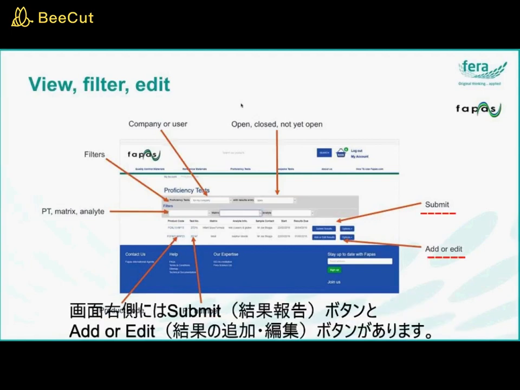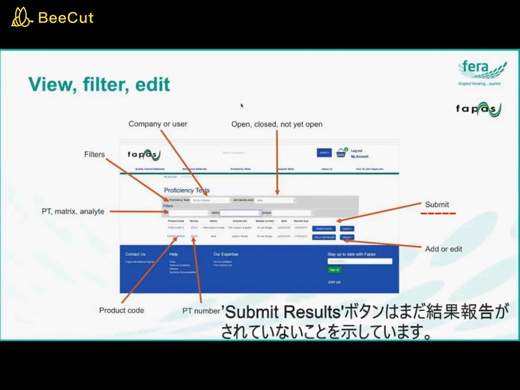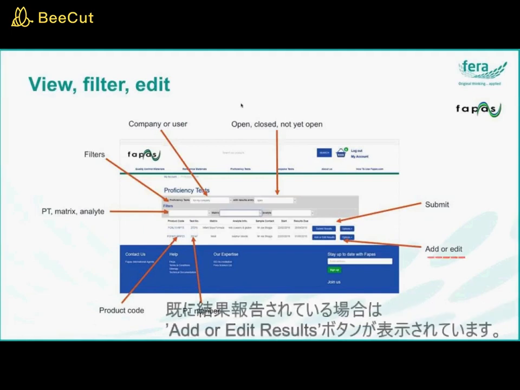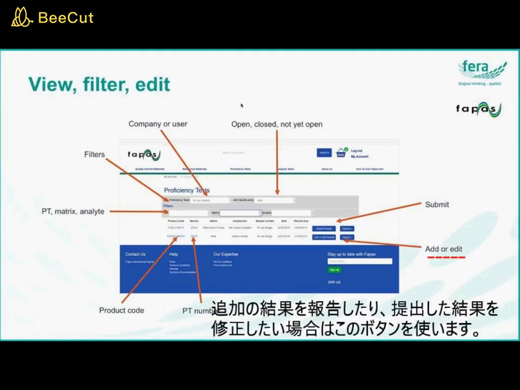On the right hand side, you can submit results or edit or add to results. So the submit results button is for a proficiency test where you have not yet submitted any results. You might have a proficiency test where results have been submitted but you want to edit them or add to them, and that is the difference between those two buttons.